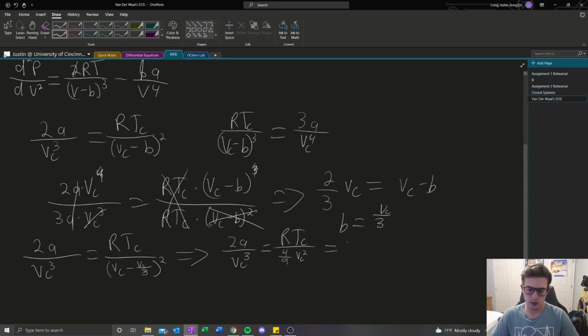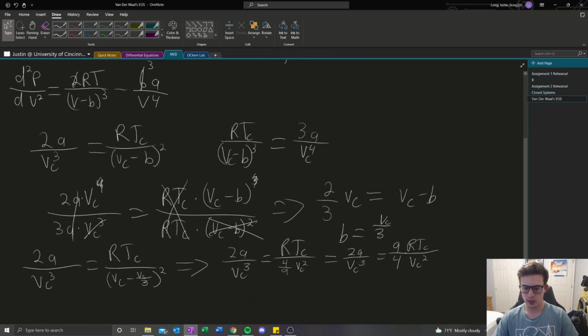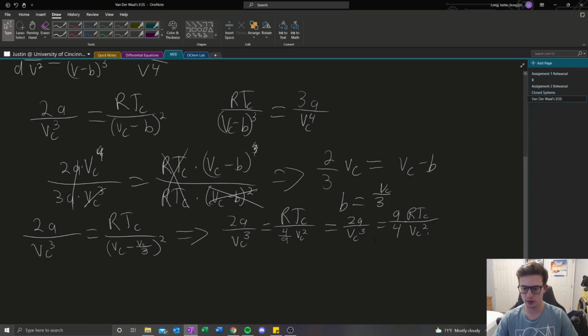And so that's going to be 2A over BC cubed is equal to 9 over 4 RTC BC squared. Alright. So now that we did that, I'm going to go ahead and solve for A. So I'm going to move this all the way over here. I'm going to be working left to right.